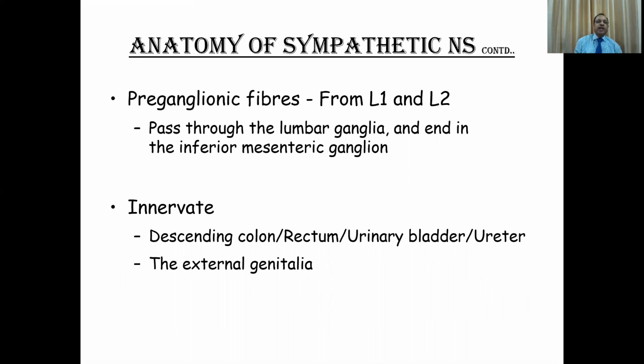Lastly, the preganglionic fibers from the lumbar 1 and lumbar 2 segments pass through the lumbar ganglion and end in the inferior mesenteric ganglion. And the postganglionic fibers from here innervate the descending colon and the pelvic organs.